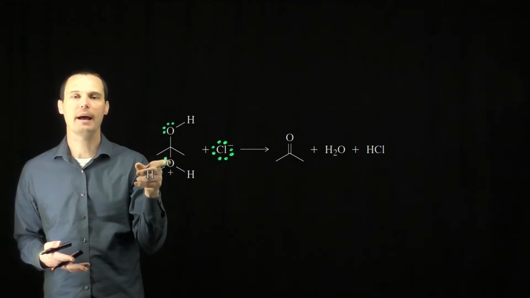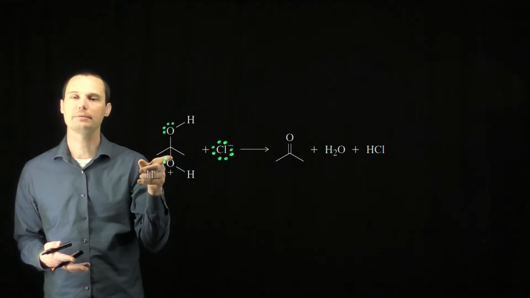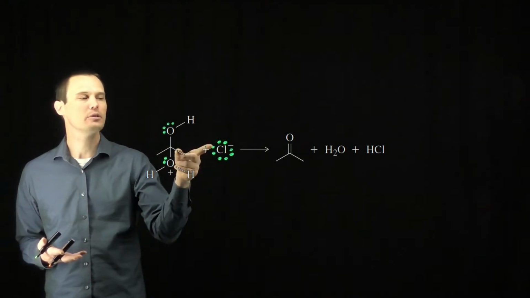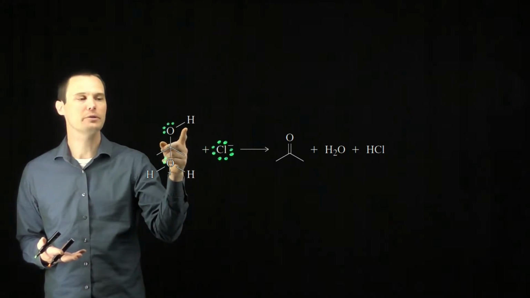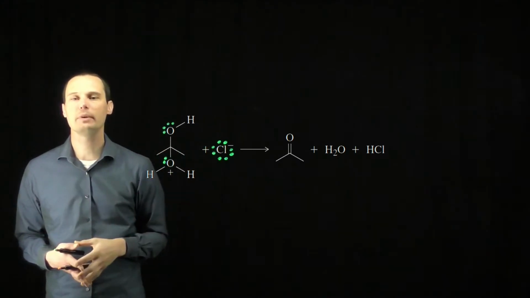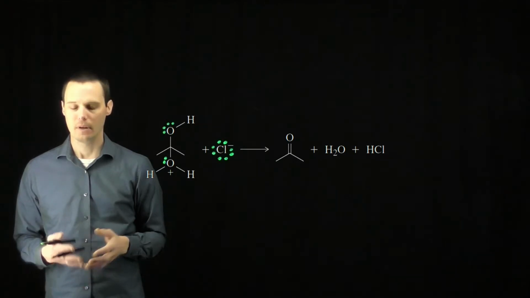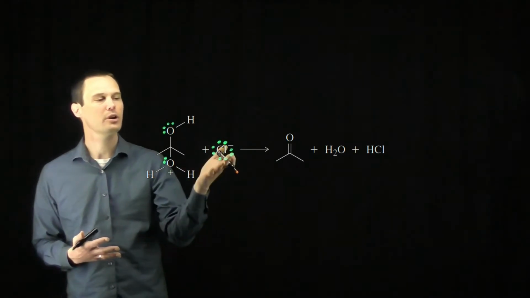I notice that this carbon-oxygen bond is also being broken in this reaction. In terms of bonds formed, I notice a bond formed between the chlorine and the hydrogen, and I notice a pi bond formed between the carbon and the oxygen. In terms of how we're going to use these curved arrows, we'll start with the Cl-.